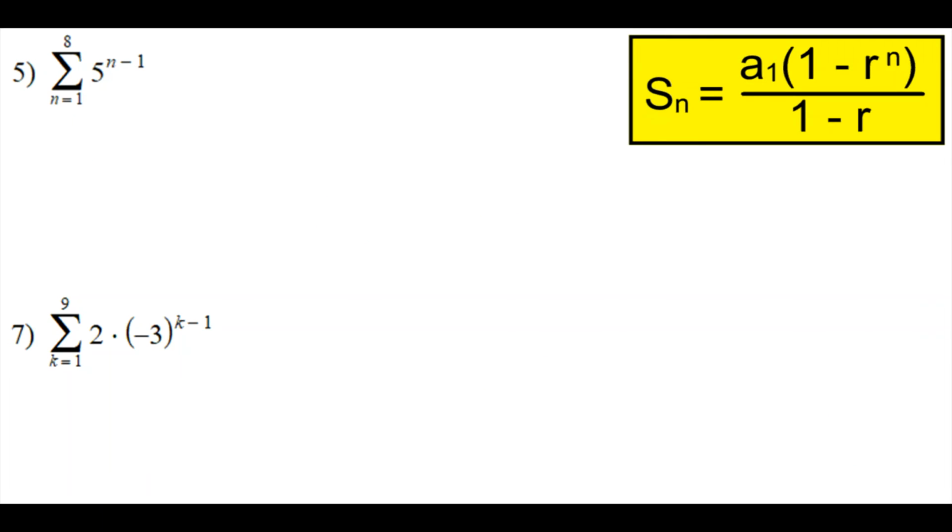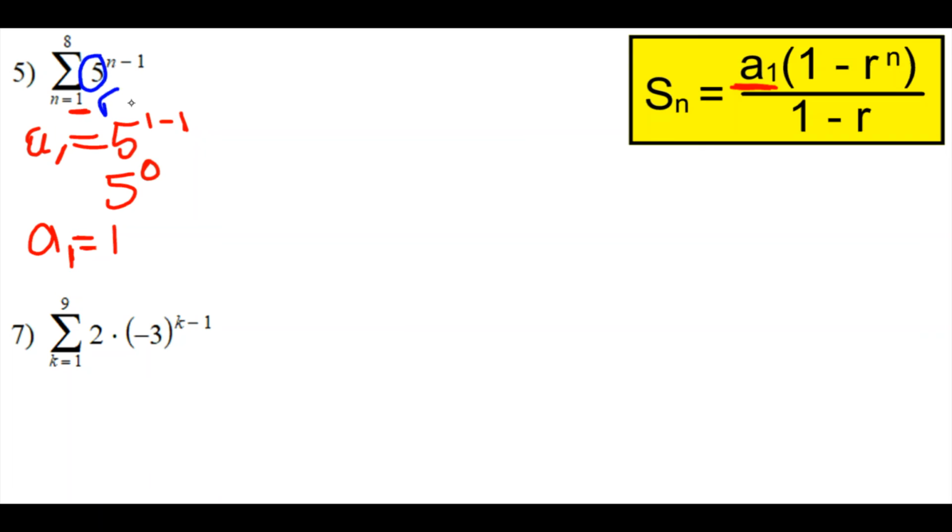Problem number 5, it's the same thing. Really just look at the formula and make sure you fill in the gaps. A1 is what you would get when you plug that in. So plug in 1. That's going to be 5 to the 0 power, which is 1. So A1 is 1. That won't always happen, but it does here. R is this number right here. And then N is how many terms there are going to be in between 1 and 8. So if you plug in 1, plug in 2, plug in 3, all the way up to 8, there are going to be 8 terms. So N equals 8.